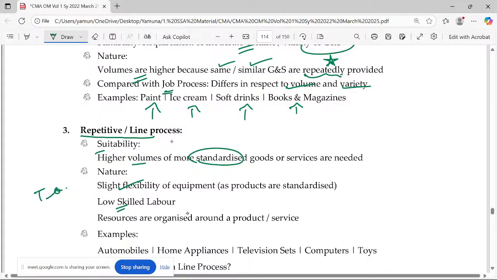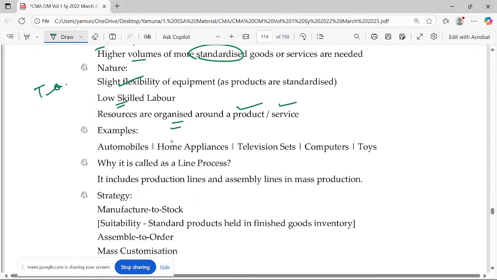Okay. Resources are organized around the product or service. Example, automobile. It's like a normal job. Home appliances, TV sets, computers, toys are all normal shops. Okay, normal. What is called a line process means it will be done in assembly lines. If you go to an automobile assembly line, you can find it over there.